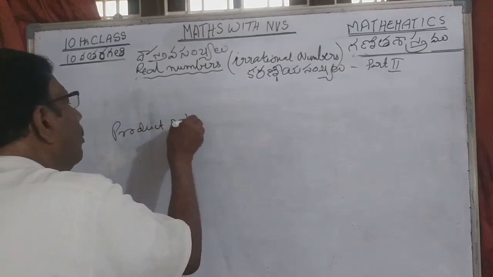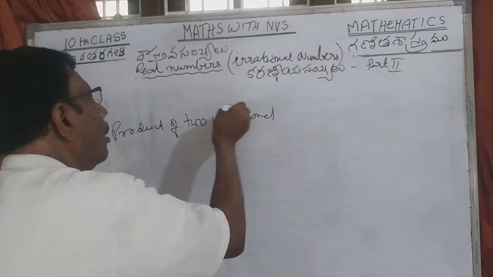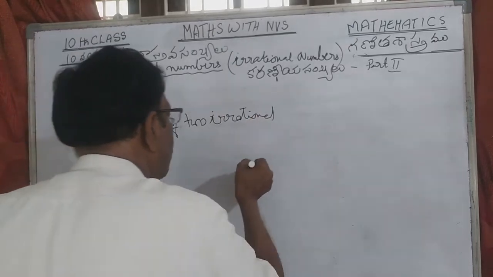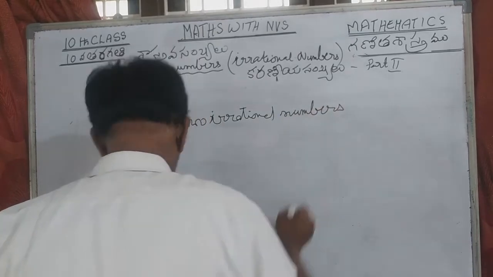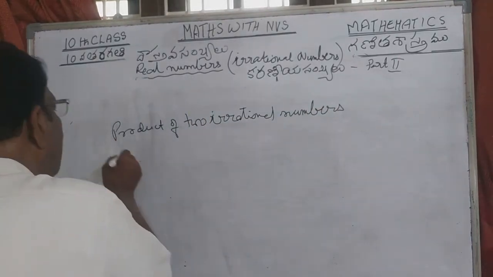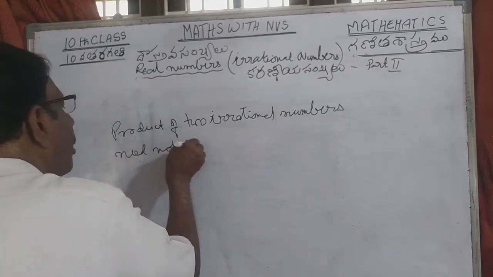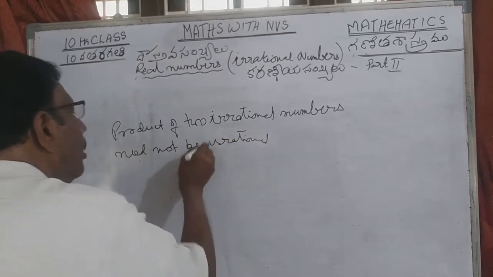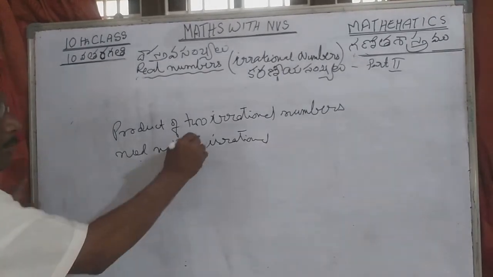Product of two irrational numbers need not be irrational. Look here. Product of two irrational numbers.